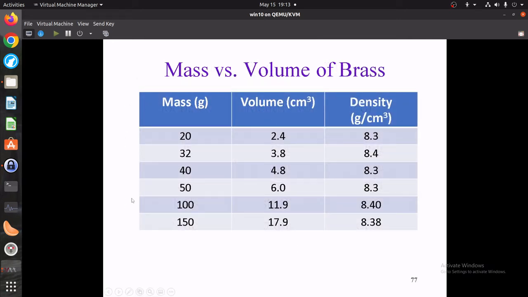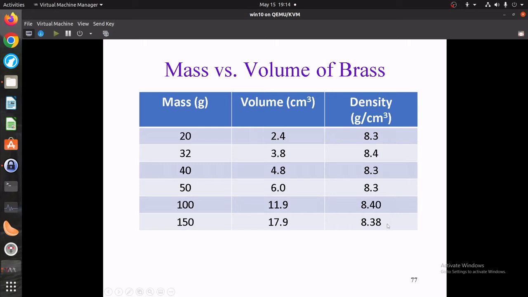So here we have some data. We have different samples of brass, and we have their mass in grams and their volume in cubic centimeters or milliliters. Now, if I calculate the density for each one of these, I'm going to divide this mass in grams by this volume in cubic centimeters, and I get the density in grams per cubic centimeter. That's going to be the unit for our density.